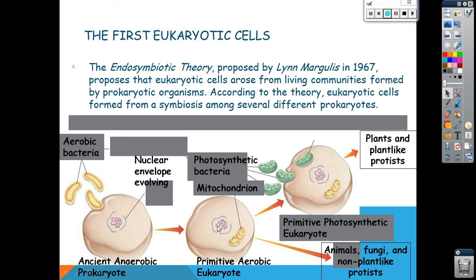So at this point, the cell develops in two different directions. Those cells that acquire photosynthetic bacteria eventually become plant-like cells. And the cells that develop the necessity and use of oxygen, and start to thrive off of that, eventually become our animals, fungi, and our non-plant protists.